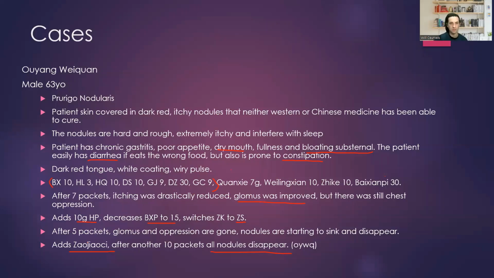Now, on top of that, he also used Zaojiaoci, is another good one, right? For if you're trying to get rid of, again, these sort of hardened areas. And so that's another good herb for that usage.